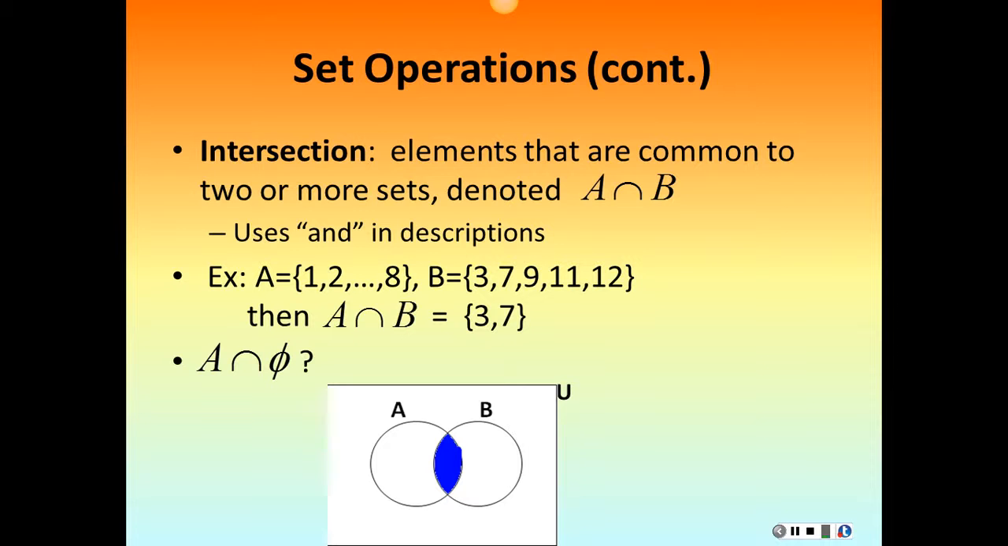Intersection. Of course, everything that's common to both, represented A intersection B, with what looks like an upside down U. Think of it like an N for intersection to denote intersection. And this uses the phrase "and" in the description. So we say this and this as a way to verbally reference intersection. So, for example, if A is a set of numbers 1 through 8, B's numbers 3, 7, 9, 11, 12. What is A intersection B? What do they have in common? In these two sets, they have in common only 3 and 7.